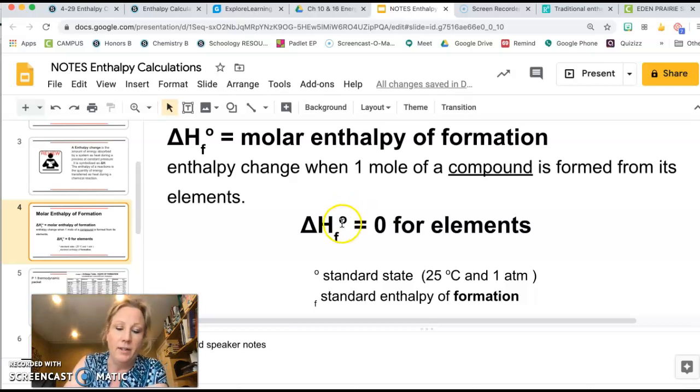By the way, if you see this symbol, this just means standard state, which is standard room conditions, 25 degrees Celsius, 1 atm. And then the little f just means it's the amount of energy involved in the formation of 1 mole of that substance. So those aren't really going to affect any of your calculations, but when you see them, sometimes they're there, sometimes not. That's all it means.